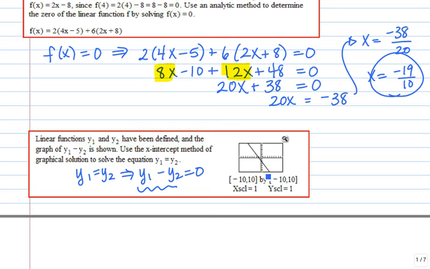They're giving you the screen negative 10 to 10 by negative 10 to 10, which just means a standard viewing window. And it looks like this is crossing at the x value of negative 1. So if we had done the 0 on that, we would see that the 0 is at negative 1. And so that means the solution of the equation is x is equal to negative 1.